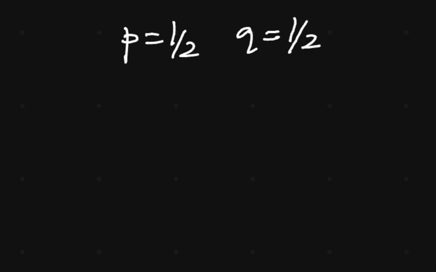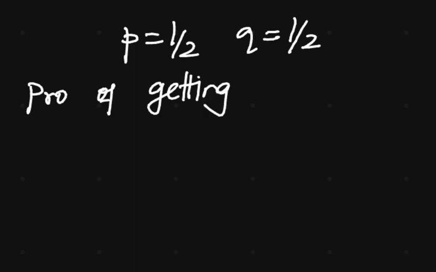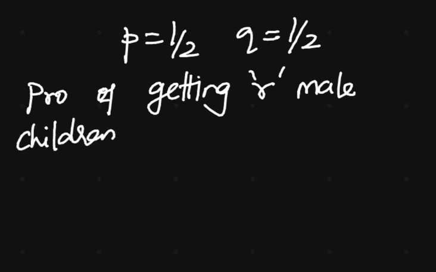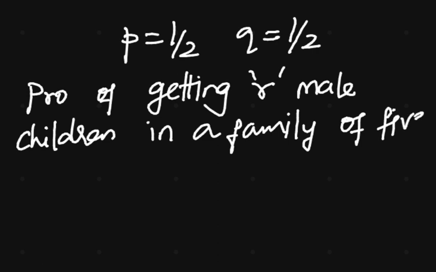Now I'm going to find out the probability of getting r male children in a family which contains 5 children. Okay, in a family of 5. In a family, there are totally 5 children. Out of 5 children, what is the probability of getting r male children? I am going to find out.